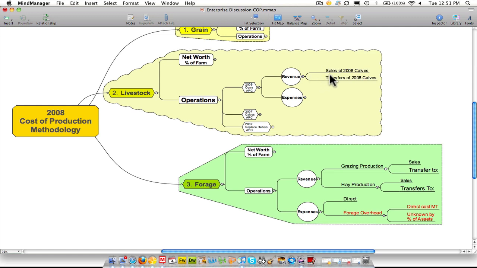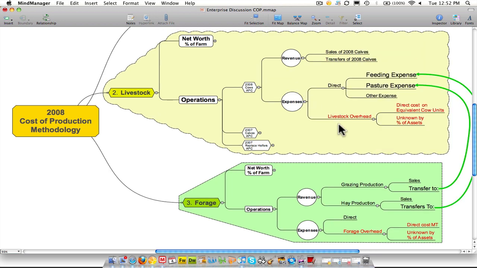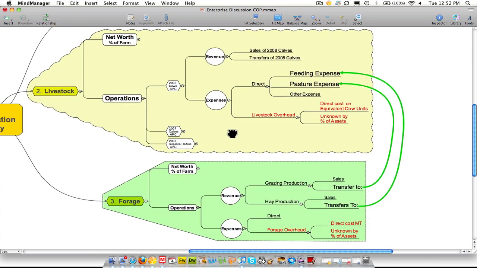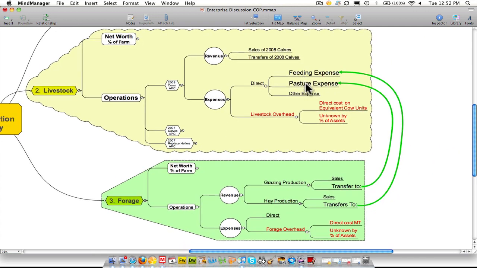The revenues are going to be the sale of the 2008 calves. It is also going to include the value of the calves that you transfer to another enterprise. Expenses of those cows are going to include the feeding expenses and the pasture expense. Now very likely that is going to come from the forage enterprise, but we need to put a value on it just as if you were selling it to somebody else that you're not related to. And there could be other expenses. The animal profit center of cows is going to have livestock overhead.